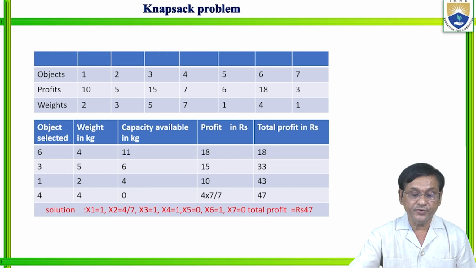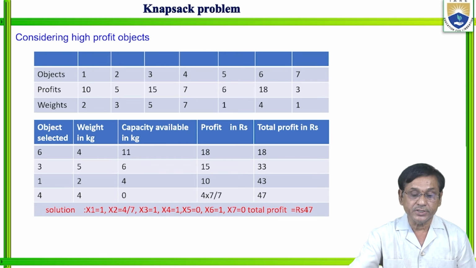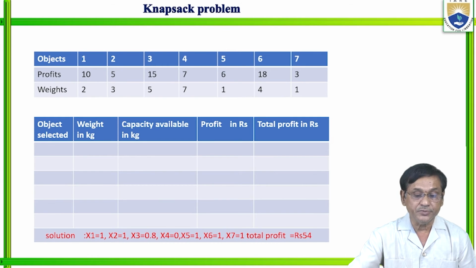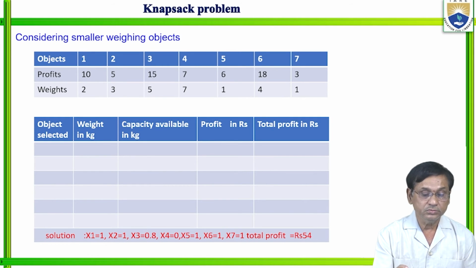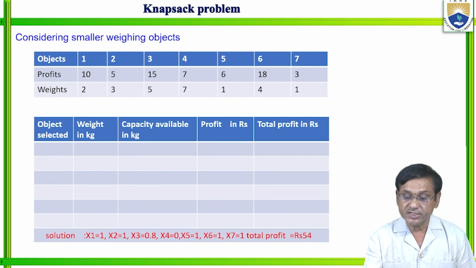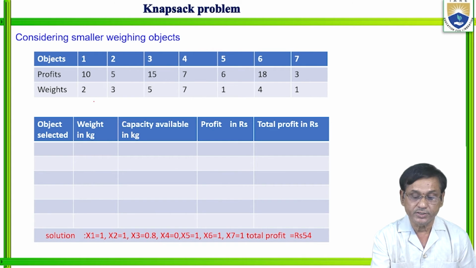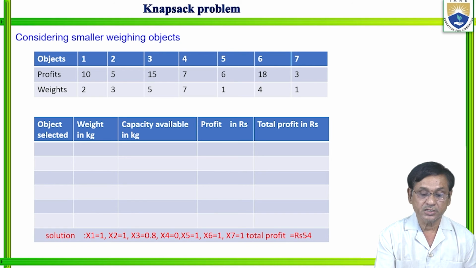high profit objects first. Next, considering low weight objects, considering smaller weighing objects. Now, the object 7 is 1 kg, object 5 is 1 kg, object 1 is 2 kg. So that means first we have to consider the low weight objects or smaller objects first, smaller weight objects first. So first consider 5.